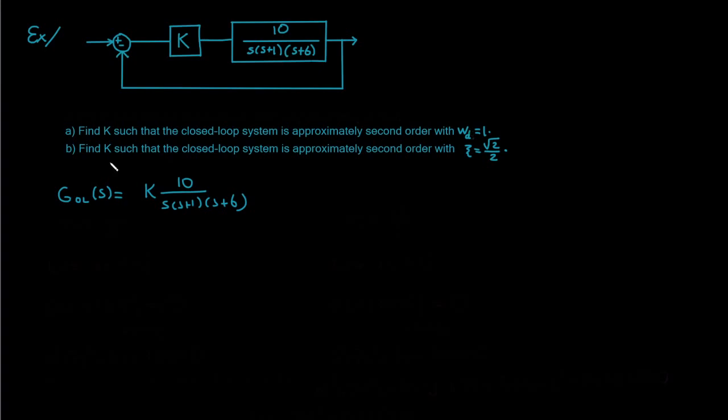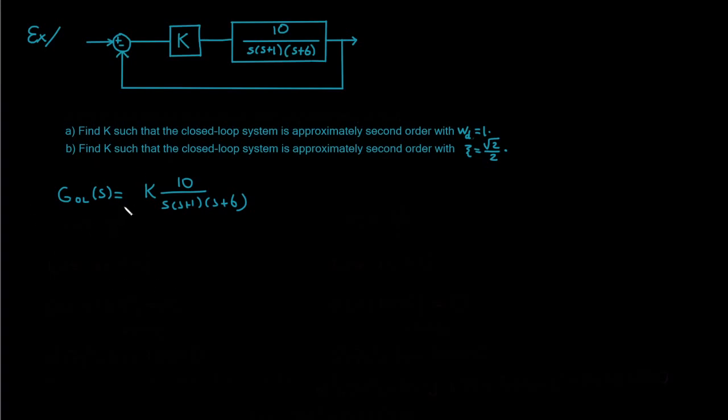And in part B, we would like to find the K value such that the closed-loop system is approximately second order with psi equal to square root of 2 over 2, the damping ratio. First of all, both of them are underdamped responses, and this is a third order system, so we want the system to be approximately second order. So there should be two dominant poles and a third pole that's far away from the other two poles. That should be the case.